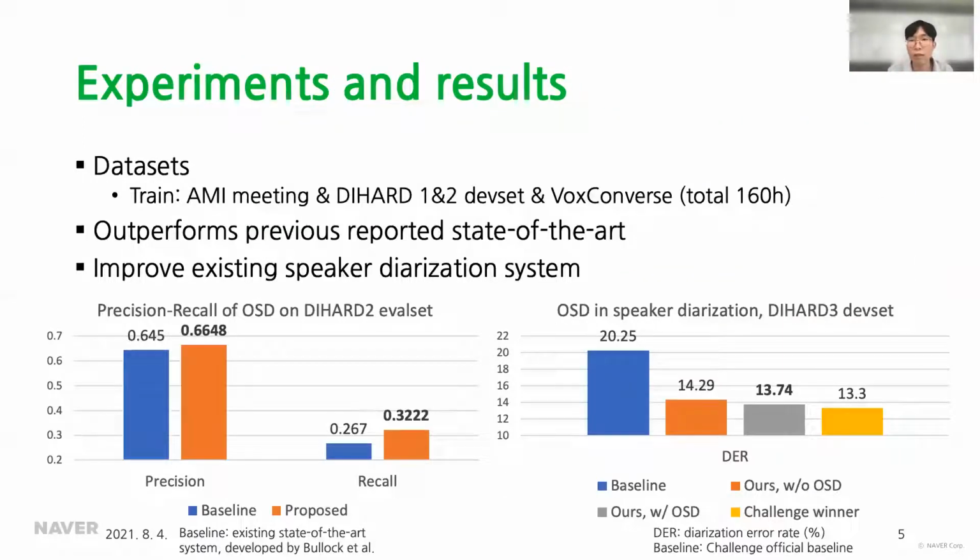These are the datasets that we use for training the proposed model. The two graphs below show that the proposed OSD model outperforms the previous state-of-the-art system on the DIHARD II evaluation set. Also, when used jointly with the Naver Clova team's speaker diarization system, improved results could be seen that are competitive with the winning system of the DIHARD III challenge.